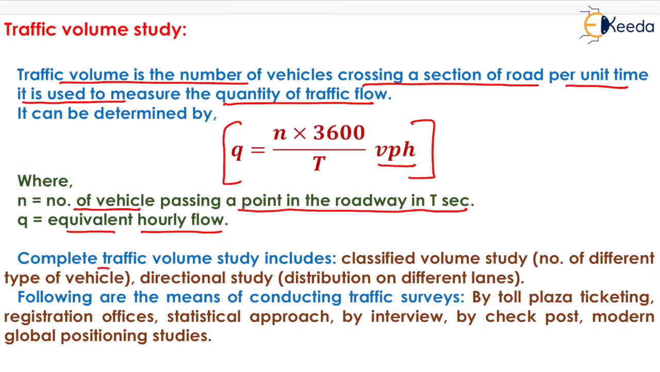Now complete traffic volume study includes classified volume study, that is number of different types of vehicle moving on a particular section of road, and directional study, that is distribution on different lanes. It means how many vehicles are moving on a particular lane and how many vehicles are coming from different directions on different lanes.